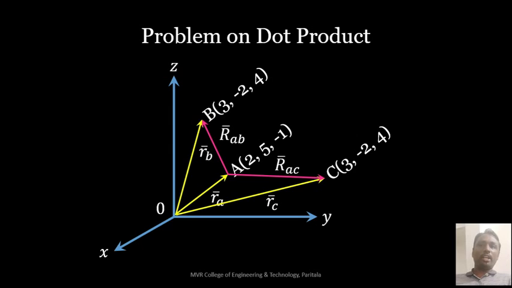Now we need to identify RAB and RAC by using the small vectors small RA bar, small RB bar and small RC bar. We have the formulas for this. Capital RAB is equal to small rb minus small ra. How that formula came, you can see here.